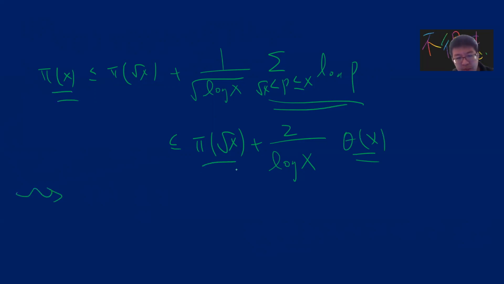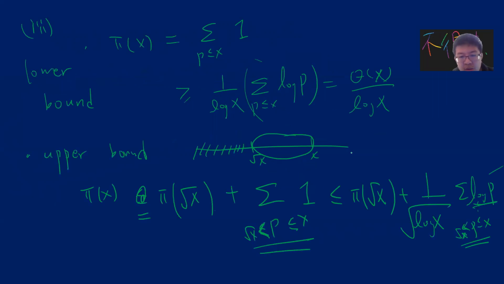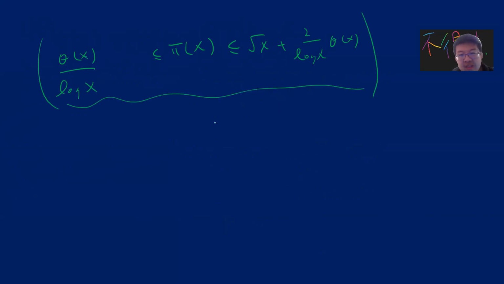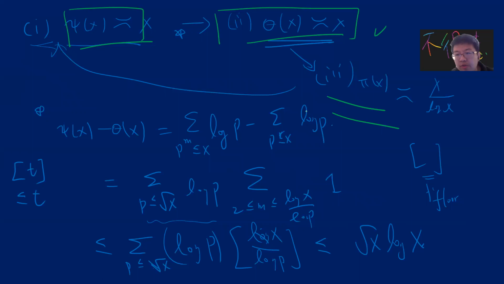So how should we prove that pi of x is bounded? Finally, it's square root of x plus 2 divided by log x times theta x. So we want to prove that pi of x is less or equal to square root of x plus 2 over log x theta x, which is greater or equal to theta x over log x. And I know that theta x is omega of x, so this is x over log x, and x over log x is greater than square root of x. So we prove our results. Very difficult. Okay, so this is true.